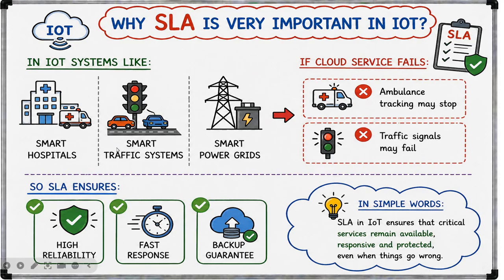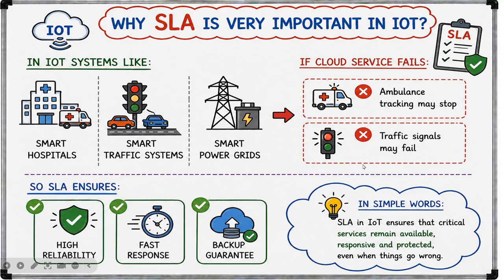Second is smart traffic systems, where sensors and cameras control the traffic signals and the data is processed in real time. If the cloud fails, then the traffic lights may stop working, and it leads to traffic jams or accidents. Next are smart power grids, which monitor electricity usage and distribution, and automatically balance the load. Now, if the cloud fails, then the power distribution may become unstable and there will be a risk of outages or blackouts.